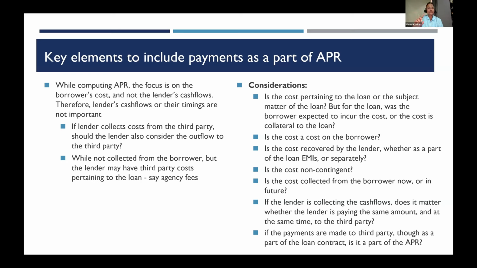Is the cost non-contingent? Contingent charges like prepayment, default, check bouncing, etc. are not part of APR. Is the cost collected from the borrower now or in future? Even if you say, let's say, like I said, insurance cost. I would say pay 1 year insurance now, pay next year's insurance at the end of 1 year, third year's insurance at the end of 2nd year. Even in that case, if you are collecting it from the borrower, no matter what the timing may be, before disbursement, after disbursement. Like I mentioned, let's say inspection charges, facilitation charges, these might be paid even before the KFS is issued. Even then, they will form part of APR.